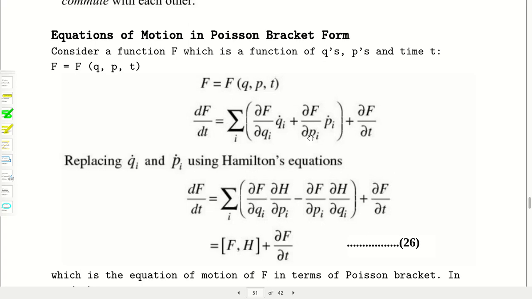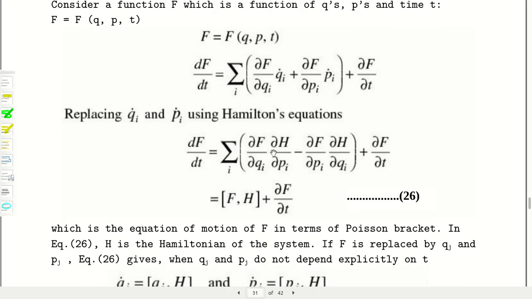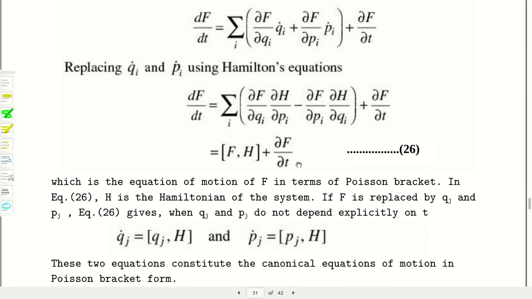So it will assume this form, and here you can see this is nothing but a Poisson bracket between f and H. So {f, H} plus ∂f/∂t is there. If f is such a function that time doesn't appear explicitly, then the term ∂f/∂t will be 0, so df/dt is equal to {f, H}, and again f is a constant of motion.